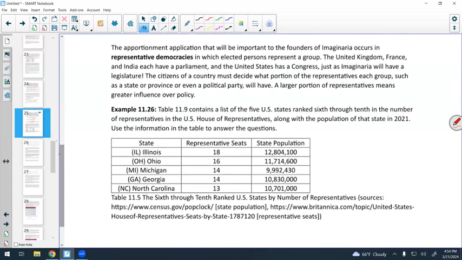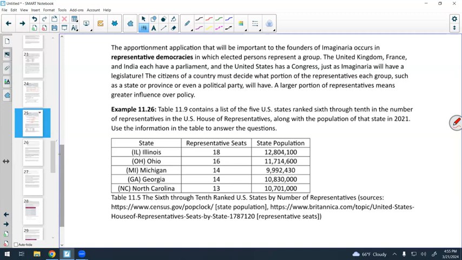An apportionment application that will be important to the founders of Imaginaria occurs in representative democracies in which elected persons represent a group. The United Kingdom, France, and India each have a parliament, and the United States has a Congress, just as Imaginaria will have a legislature. The citizens of the country must decide what portion of the representatives each group, such as a state or province, or even a political party, will have. A larger portion of representatives means greater influence over policy.